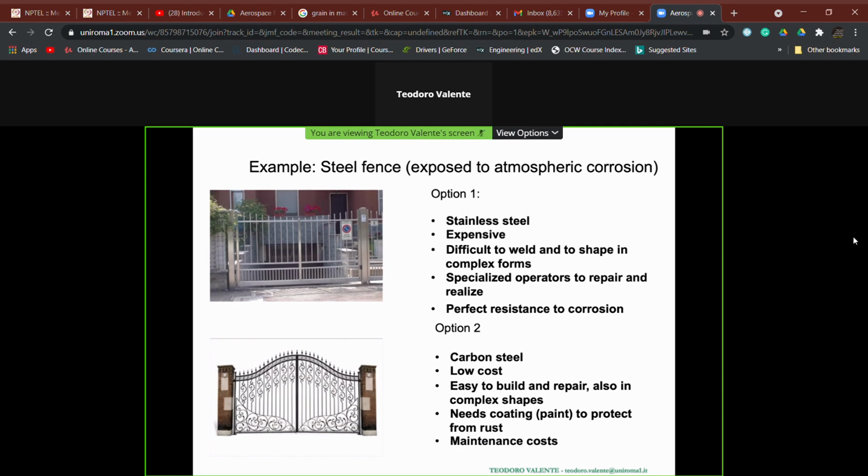Why? Because we know that stainless steel is a highly alloyed steel, having, as I reminded you before, chromium in the formulation, with a minimum, by definition, of 12% free chromium. This free chromium has a high affinity with oxygen and can form on the surface of our fence a very thin chromium oxide layer.